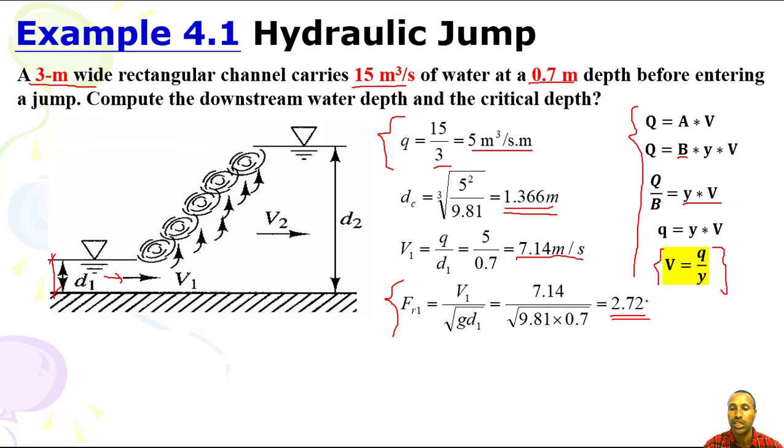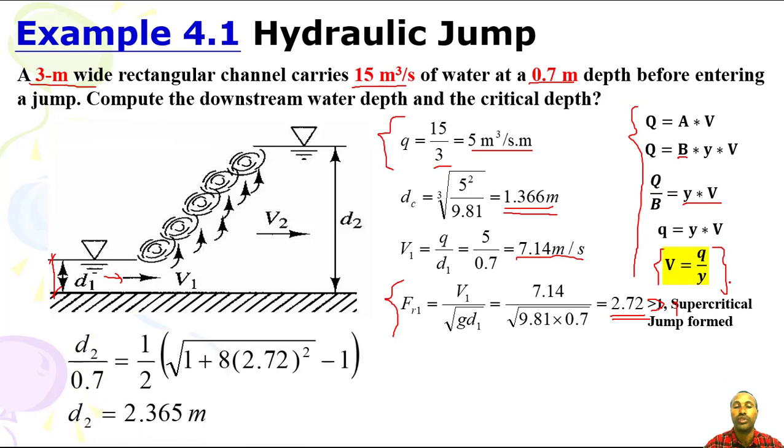So this is greater than 1. Since this is greater than 1, the flow in the upstream channel is supercritical. Then there is jump formation, so a jump will be formed. Then you have the hydraulic jump equation. This is y2 over 0.7 is equal to 1 over 2 times square root of 1 plus 8 F1 square minus 1. Then you get the depth, the downstream water depth, which is the post-jump depth.